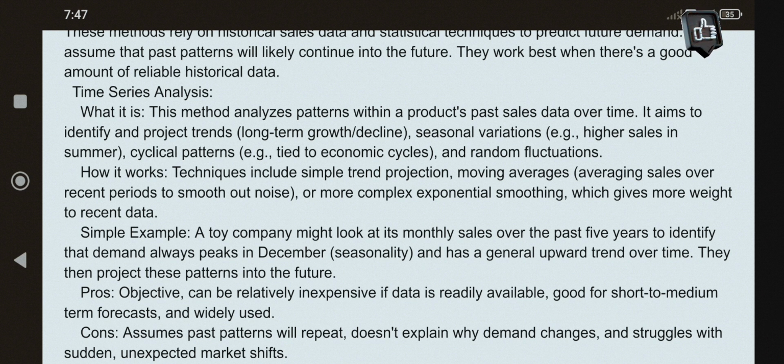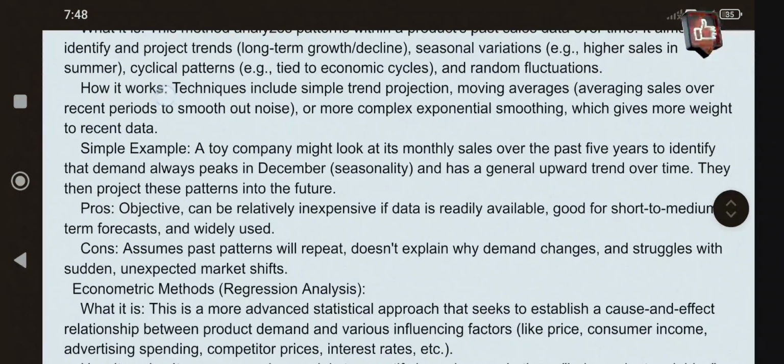Simple example: a toy company might look at its monthly sales over the past 5 years to identify that demand always peaks in December, seasonality, and has a general upward trend over time. They then project these patterns into the future.